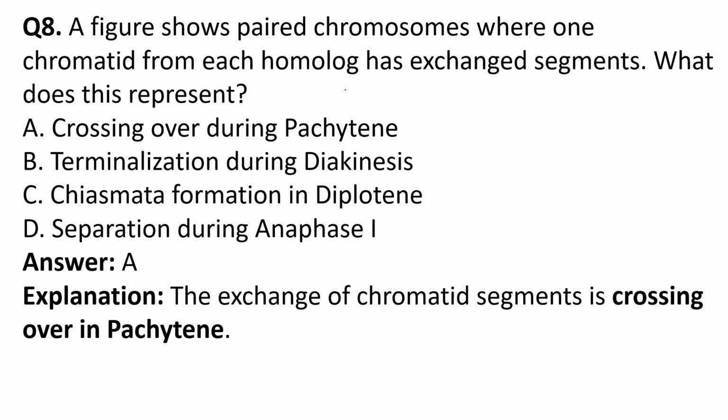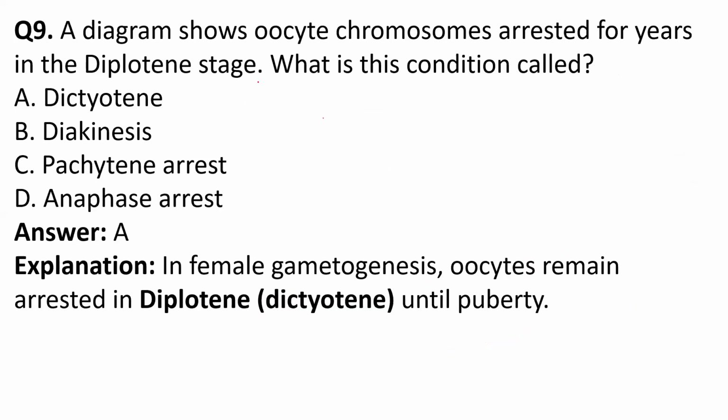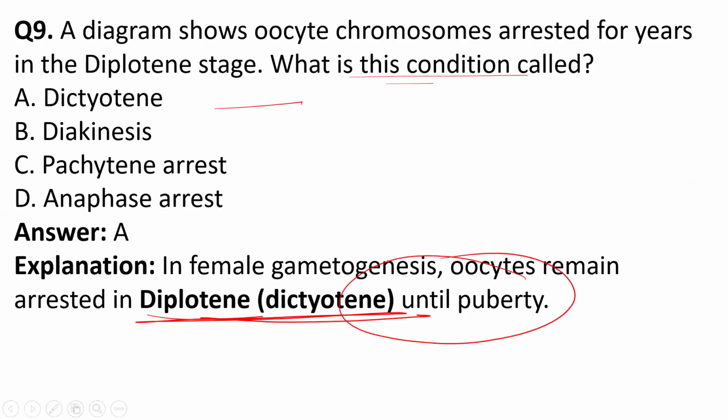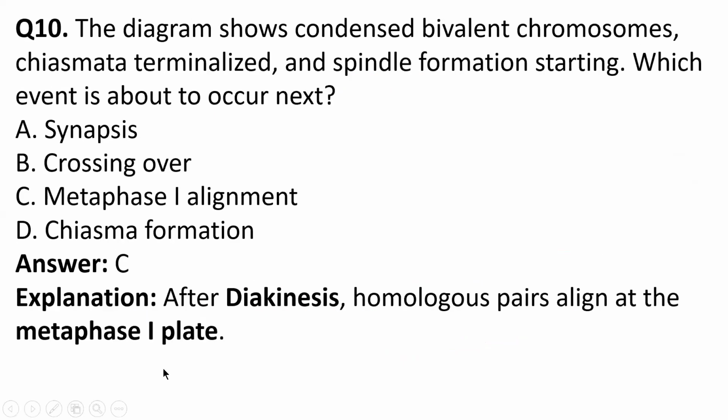A figure shows a paired chromosome where one chromatid from each homologous chromosome has exchanged a segment. What does this represent? Crossing over. A diagram shows oocyte chromosomes arrested for many years in the diplotene stage. What is this condition called? It is called diplotene arrest until puberty in female gametogenesis. I explained this in my female reproductive system video. I already made this video, so kindly watch it.